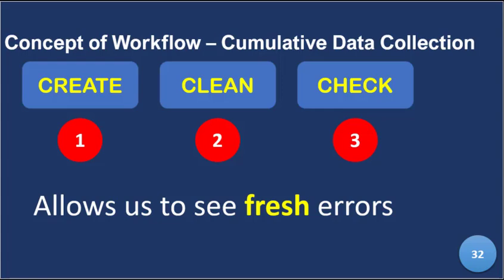And the basic principle is that it allows us to see fresh errors. You've cleaned day one and day two data at the end of day two. When day three data comes, you only see fresh issues. And you don't have to go back cleaning what you had cleaned in day one and day two. So that's how it works basically. So it's best to clean everything to the last data collection and now check everything again. Everything falls according to standard.